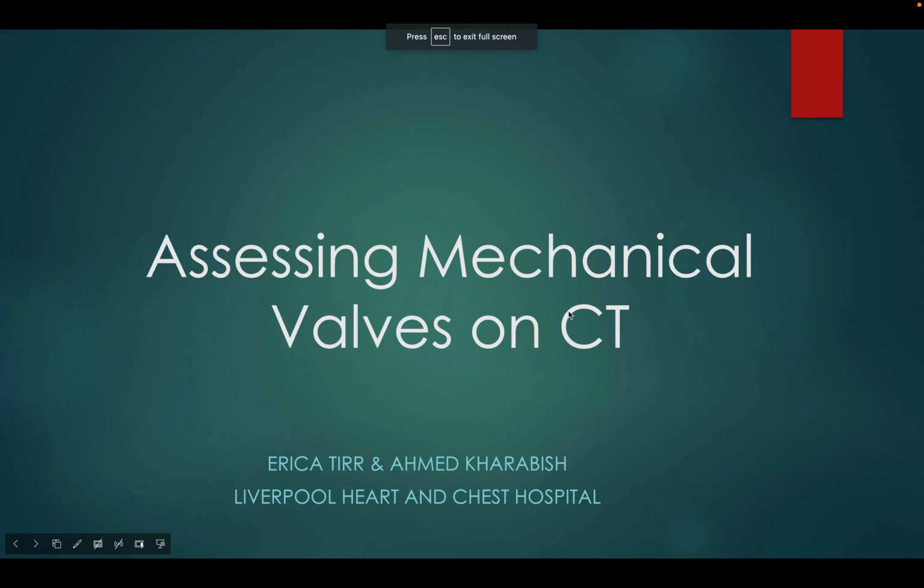Our topic today is about assessment of mechanical valves on CT. The focus is going to be around how to comment on the motion of the leaflets and how to comment on whether this valve is malfunctioning or normally functioning.